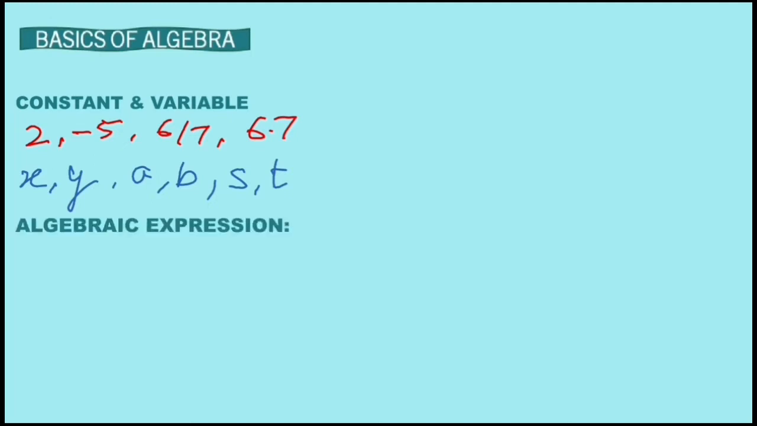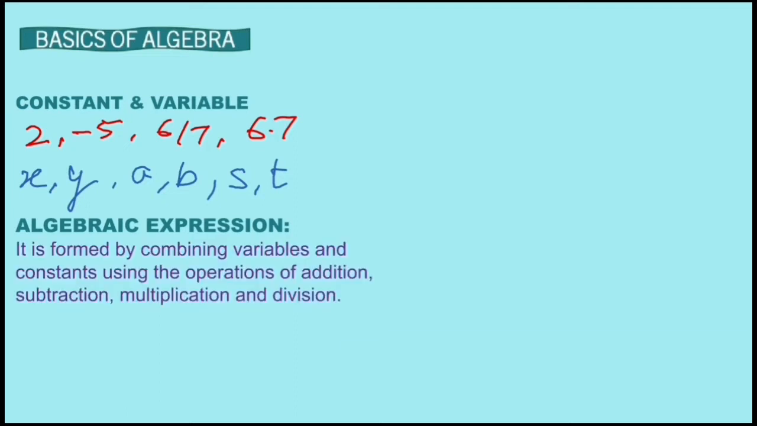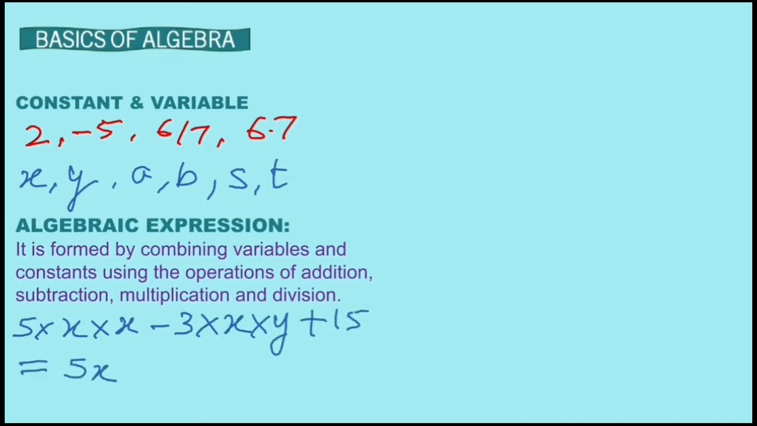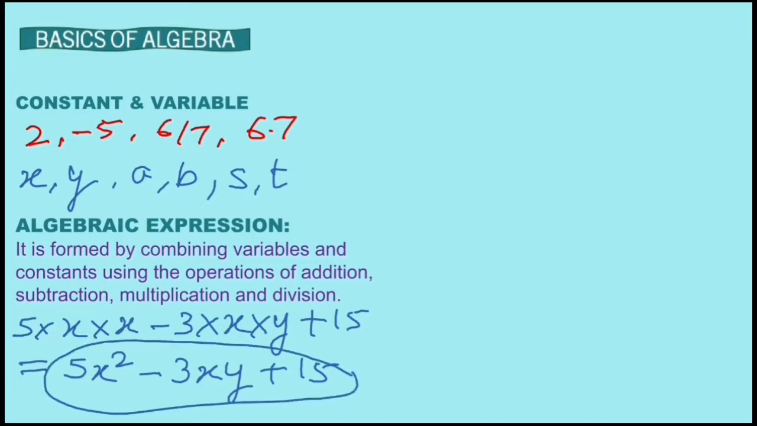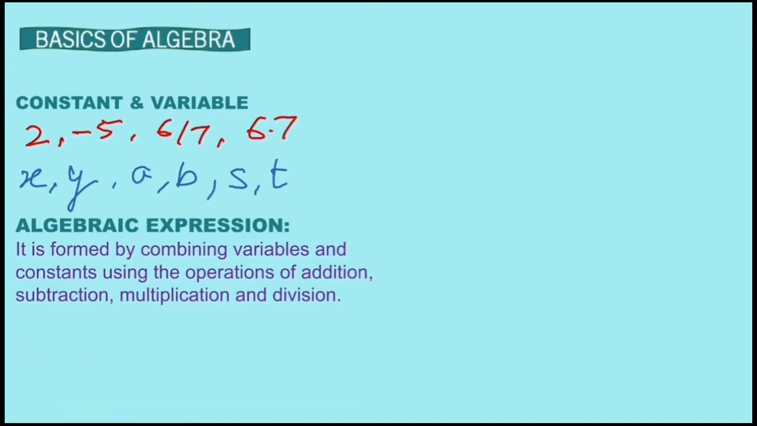So can you tell what is an algebraic expression or how is it formed? We can easily form an algebraic expression by combining various variables and constants using the basic operations of mathematics. For example, if I multiply 5 into x and then subtract 3 into x into y and add 15, I get 5x squared minus 3xy plus 15. This is called an algebraic expression. Now can you form an expression yourself? Please write in the comment box. I'm going to use this expression to discuss the other terms related to algebra.